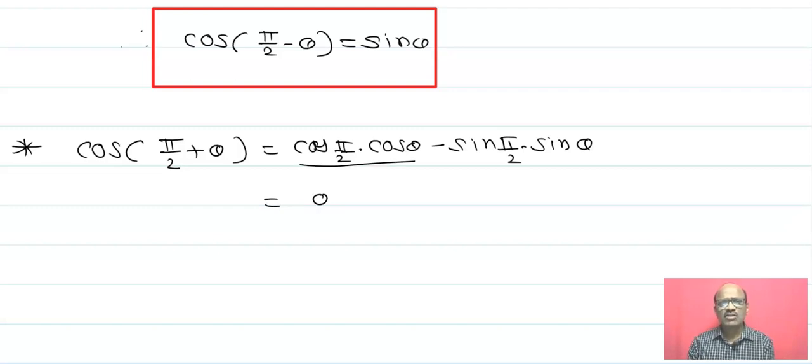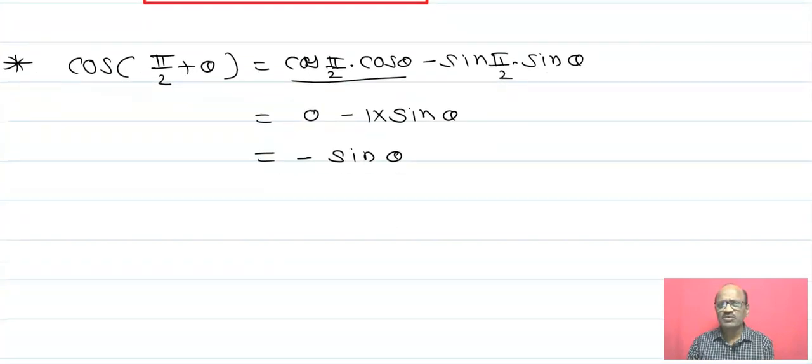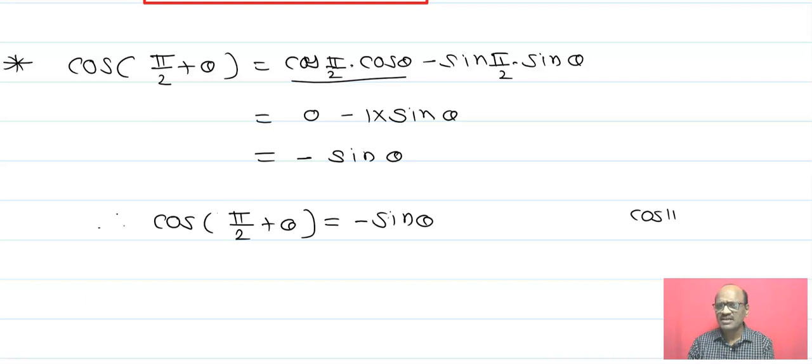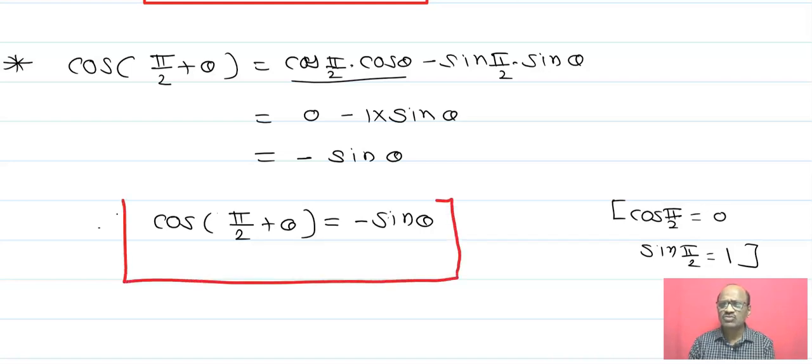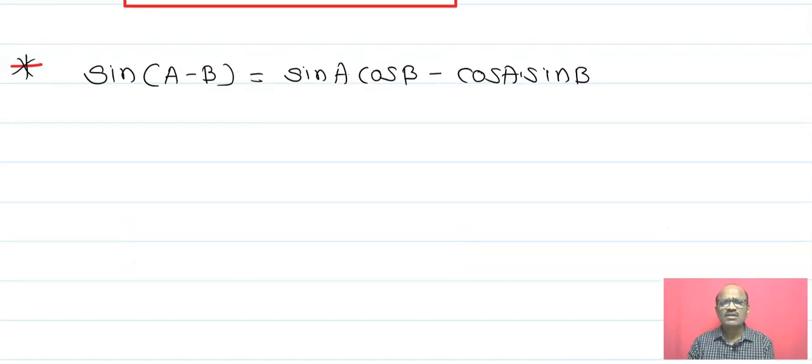Now see this, cos of pi by 2 plus theta. I am expanding by using the formula of cos of A plus B, that is cos of pi by 2 cos of theta minus sin of pi by 2 into sin theta. Cos 90 is 0, and therefore cos of pi by 2 plus theta is minus sin theta. Again the same dialogue is there. Whenever it is pi by 2 plus theta, the function changes, it becomes sin, and cos of pi by 2 plus theta goes in the second quadrant. In the second quadrant only sin is positive, cos is negative. Therefore we had written there minus sin theta.